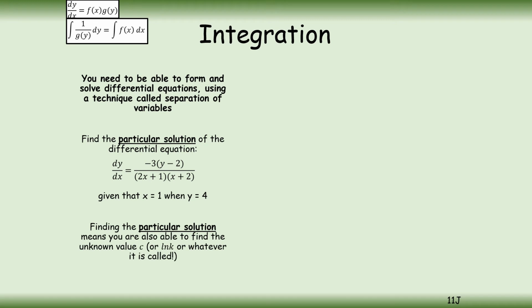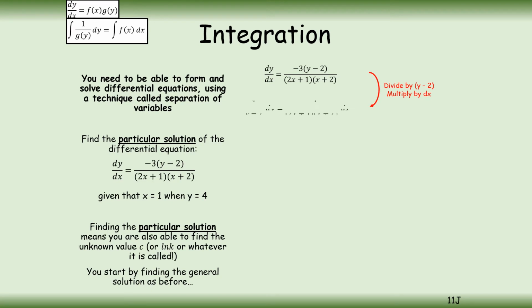So now what we're going to do is actually look at a particular solution. So this time we're given a boundary condition. So we know x is equal to 1 when y is equal to 4. So same as before, we're going to separate the variables, and we can integrate both sides after we separate the variables.